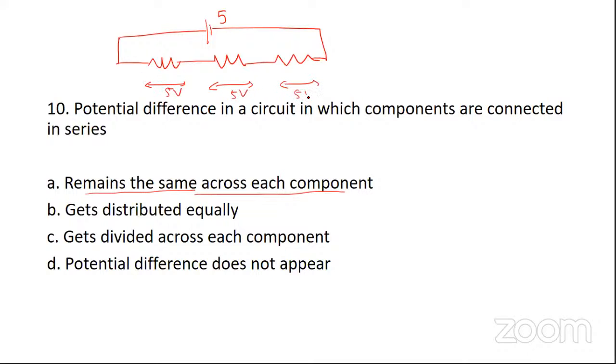But does that happen? That will not happen. It will get dropped as we move in one direction. All right. The second option tells me it gets distributed equally. No, it does not get distributed equally. It depends on the values of the resistors. The higher the value, the higher the drop will be. Gets divided across each component, yes, that's right. And in the fourth option, potential difference does not appear. No, it does appear. So that's why C will be the right answer.